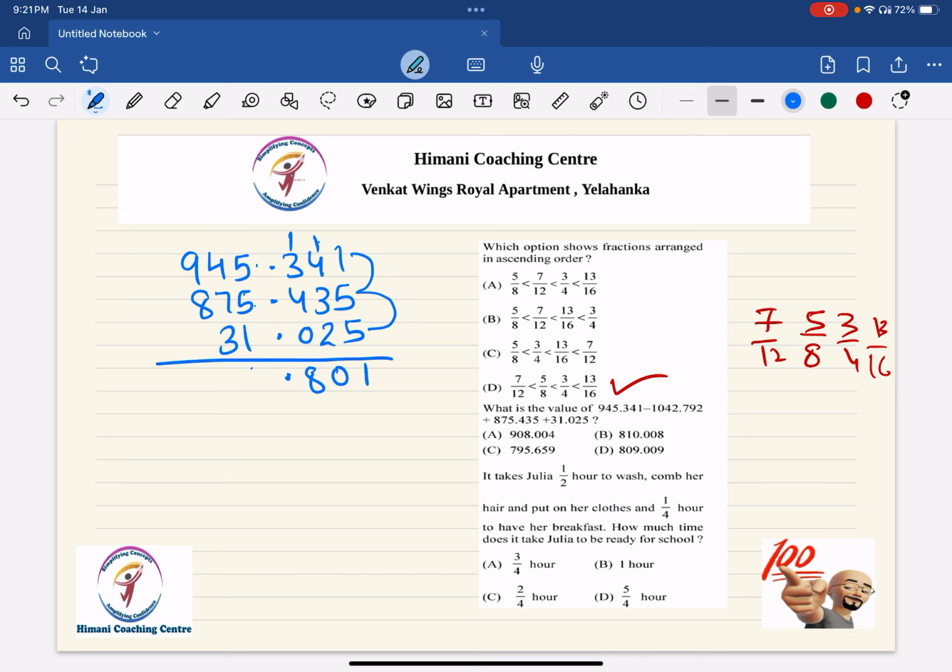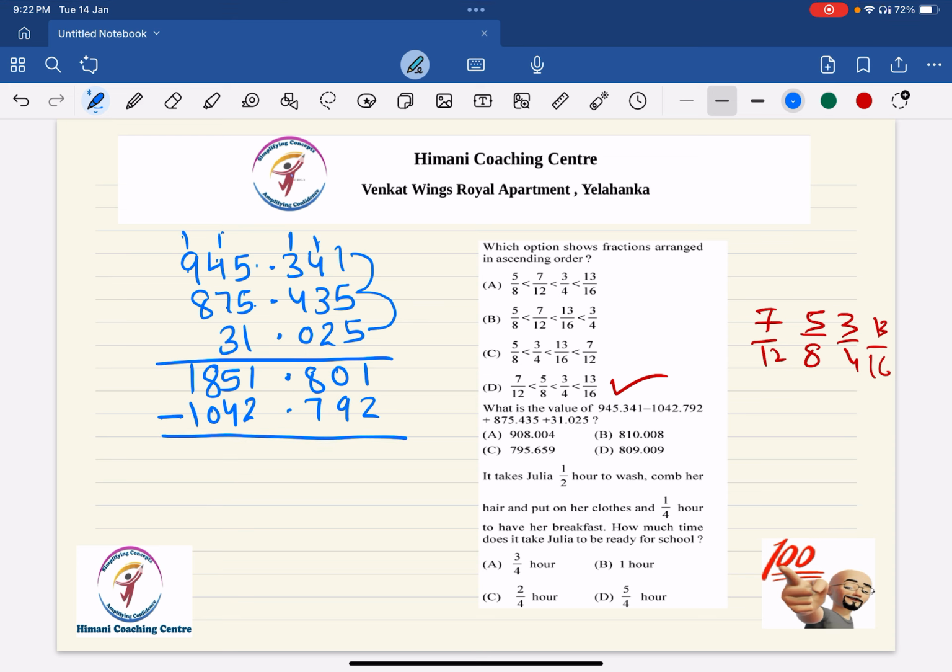Now 5 and 5, 10, and 1, 11, 1 carry over, 4 and 1, 5, and 7, 12 and 3, 15, 1 carry over, 1 and 9, 10, 10 and 8, 18. And from that we can subtract 1042.792. Let's do that now.